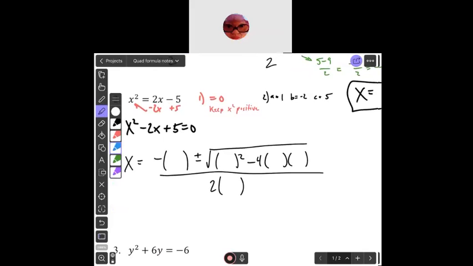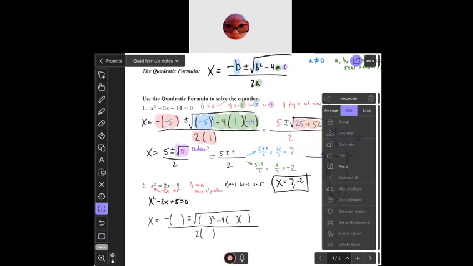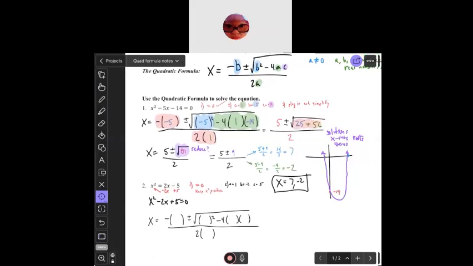Again, I think about my first spot, right? That first spot's supposed to be B. So going back and looking at the formula, first spot's supposed to be B, and then I have another B over here. So I'm just going to make sure I put the B value in there twice. My B value is -2. So -2, -2.